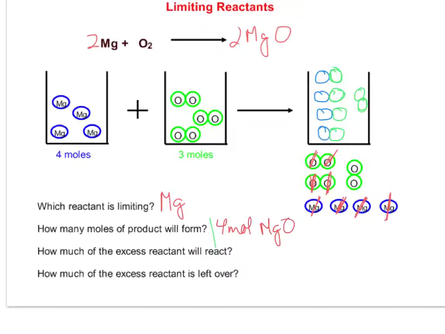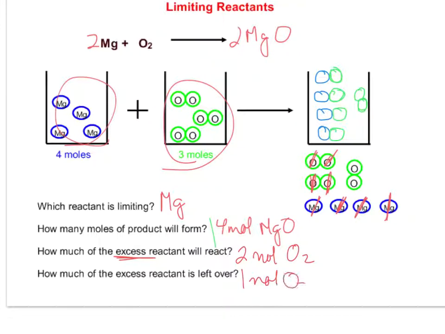How much of the excess reactant will react? So magnesium is my limiting reactant. That's the one that runs out first. So oxygen is what we call the excess reactant. We have too much of it. So how much of the excess reactant, how much of the oxygen reacted? So if you look at this right here, we used up 2 moles of the oxygen and 1 was left over. So 2 moles of O2 reacted, 1 mole of O2 was left over.